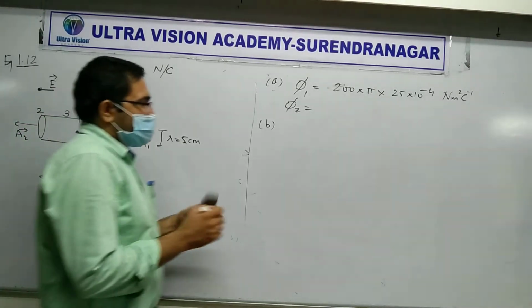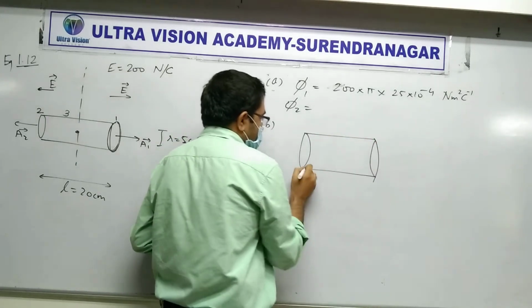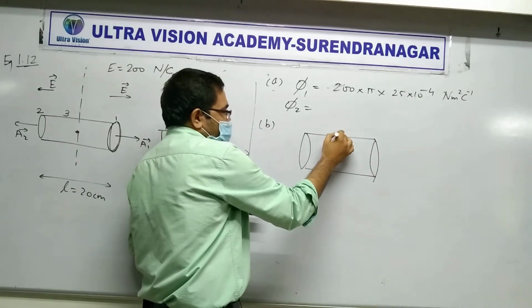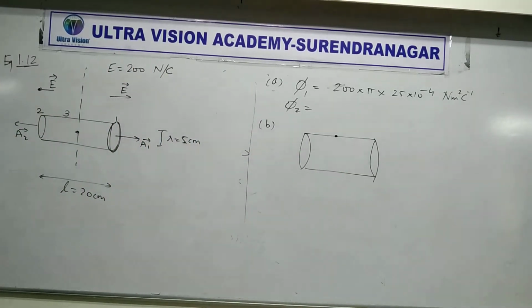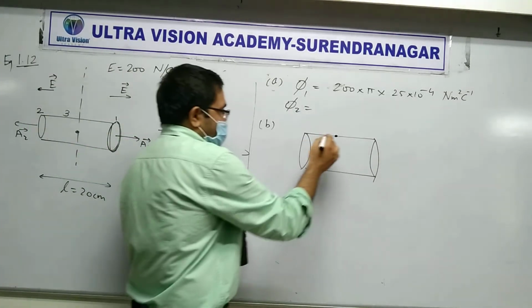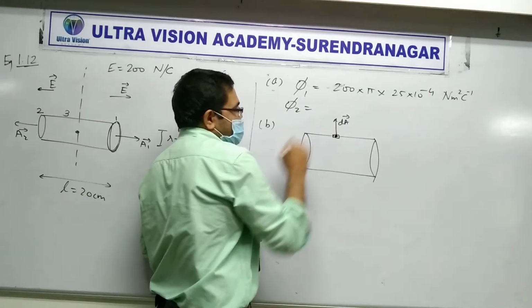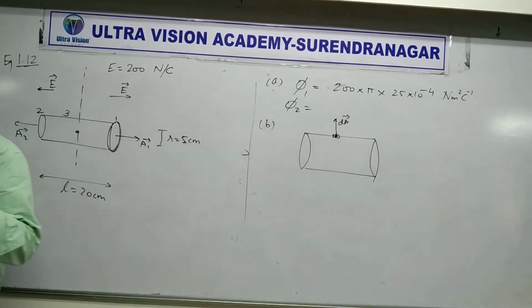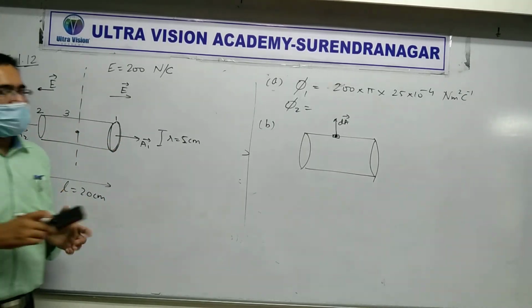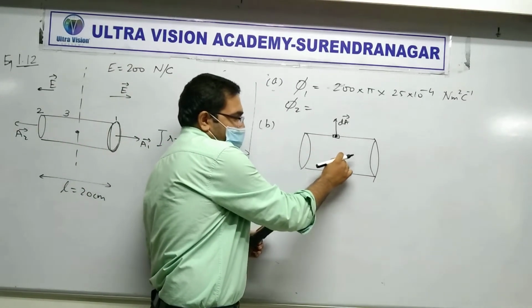Now, if you focus on the curved surface, suppose we take one point. This is definitely not flat, a curved surface cannot be flat. So forget about EA cos theta. Let's think of some area vector. Suppose we draw the area vector at the topmost point. You realize it will be like this. The electric field is either right side or left side, so the angle will be 90 degrees.